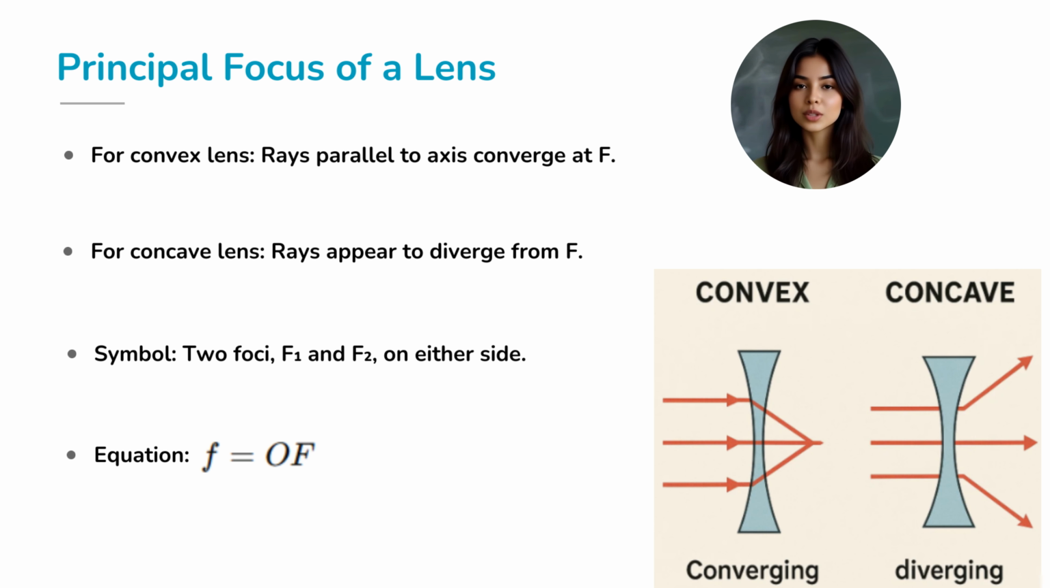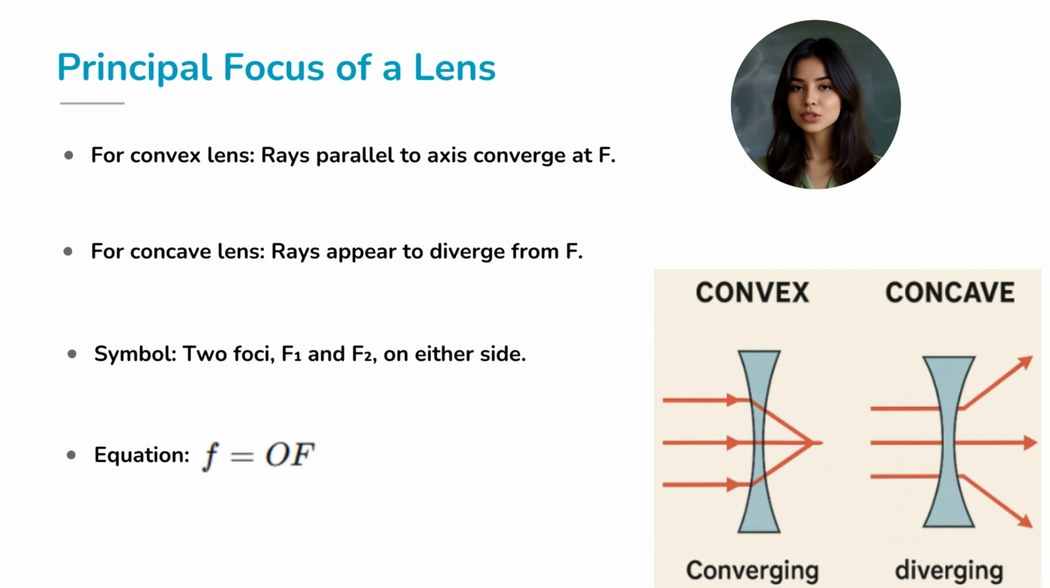Now switch to a concave lens. Here, the rays don't actually meet. Instead, they spread apart as if they are running away from each other. But if you trace those diverging rays backward, they appear to come from a single point on the axis. That point is also called the focus, but this time it's a virtual focus. You could say it's like friends who promised to meet but never showed up, they only seem to have had a meeting spot.